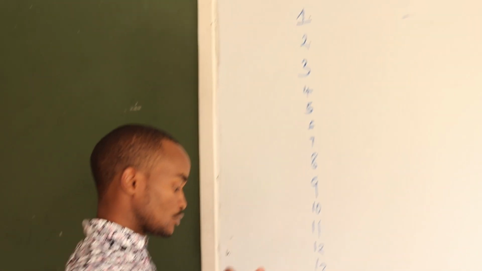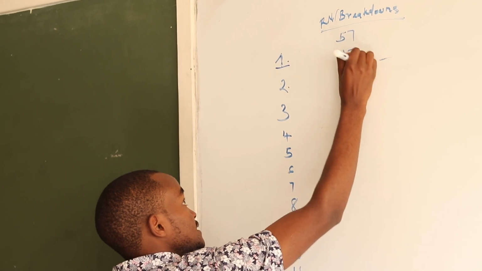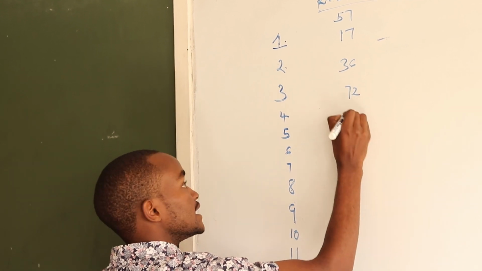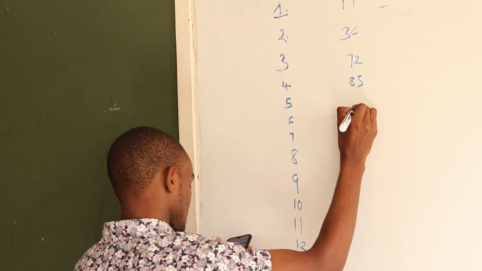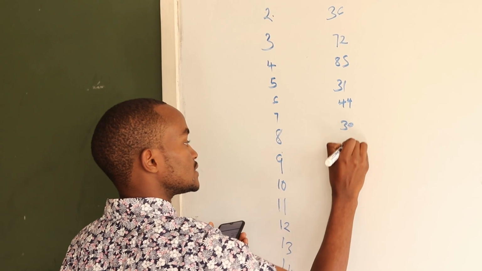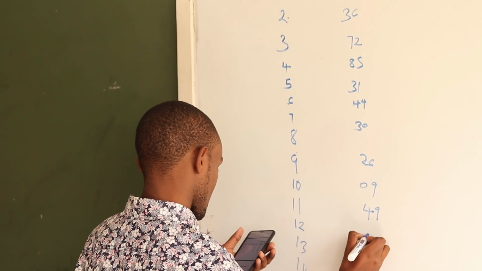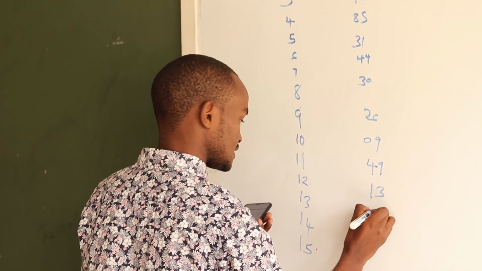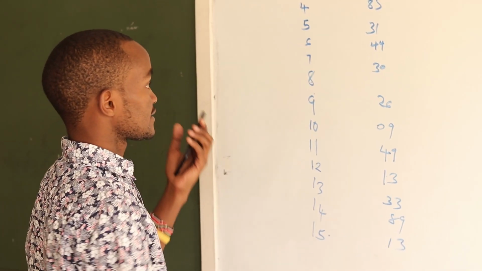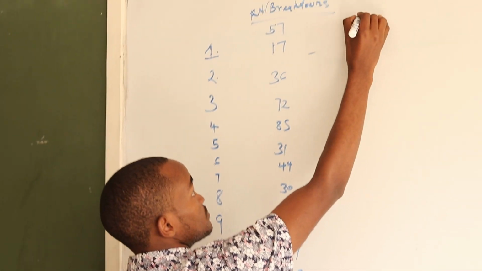So these are at the bottom of the question. So we have 57, then we have 17, 36, 72, 85, 31, 44, 30, 26, 09, 49, 13, 33, 89, and 13. So these are the random numbers given as per the question. So the next step is finding the time between breakdowns.